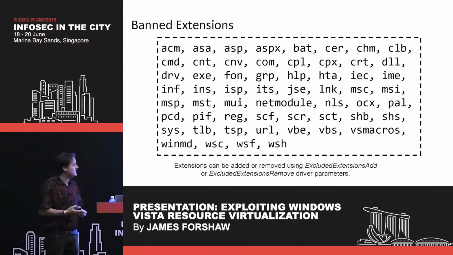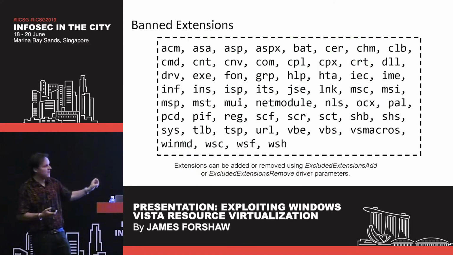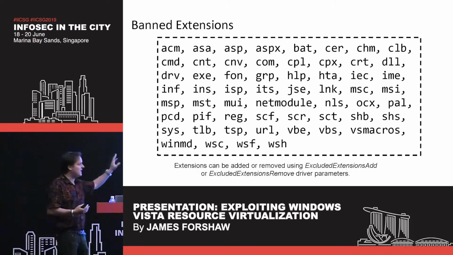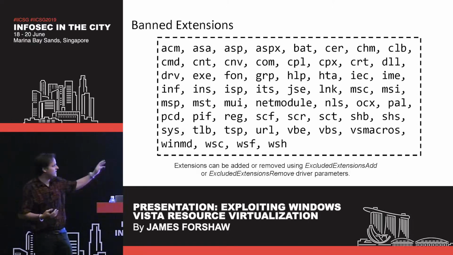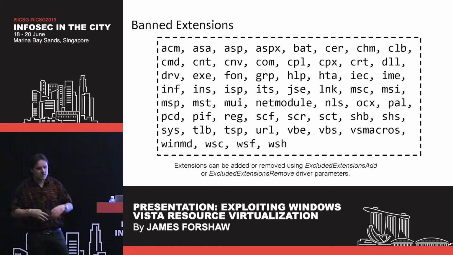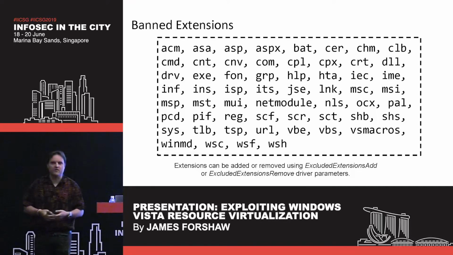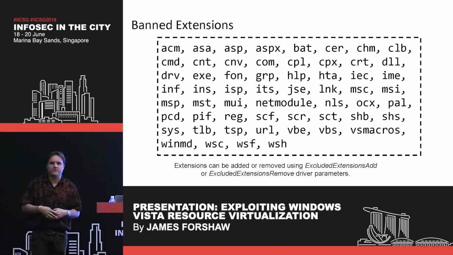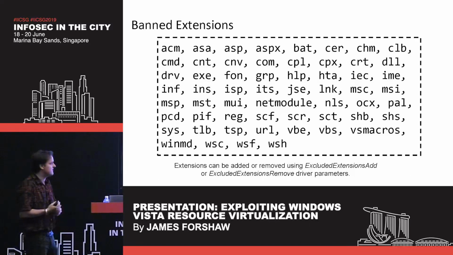And there are also banned extensions. Microsoft decided, okay, we won't virtualize executable content. This was clearly a conscious decision. So the majority of this is executable content like EXEs, VBS files, things like that. If you try to create a virtualized file or access a virtualized file which has one of these extensions, it will reject you outright. It will just say access denied to that file, and will do no virtualization at all.